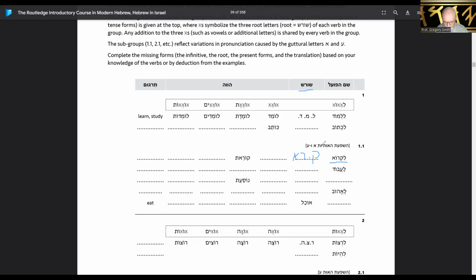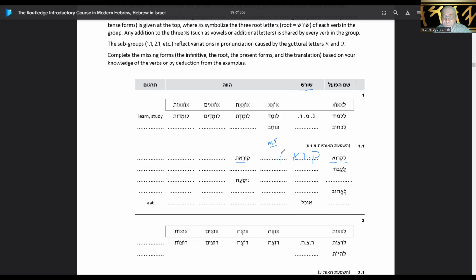I put kof resh aleph. There we go. And yeah, that's right, kof resh aleph. So that's what should be there. It comes from kara. So then they're giving us the korate, but we need to find the one that is for the masculine singular. So this would be masculine singular here.